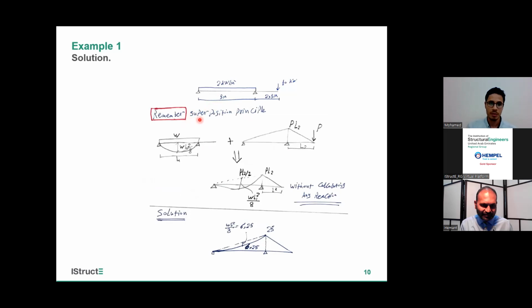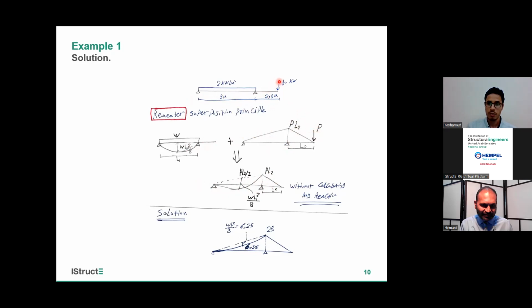We need to remember the superposition principle, which we will use a lot in the exam. For example, for this question, we have a distributed load, which gives me WL squared over 8, plus I have a cantilever, so I can divide it into two parts. This is the first part and the second part. By accumulating them in one shape, I'll have my final shape, without any need to calculate any reactions in this example.